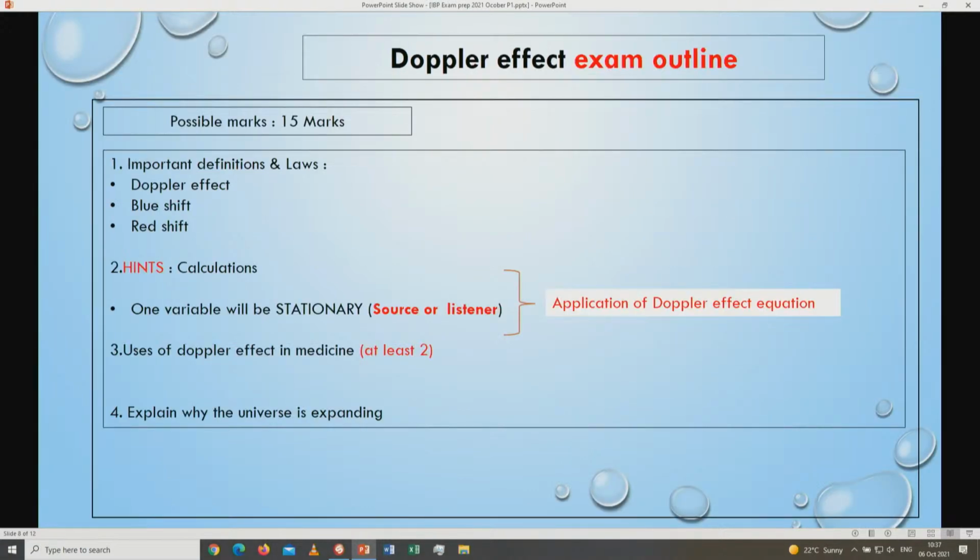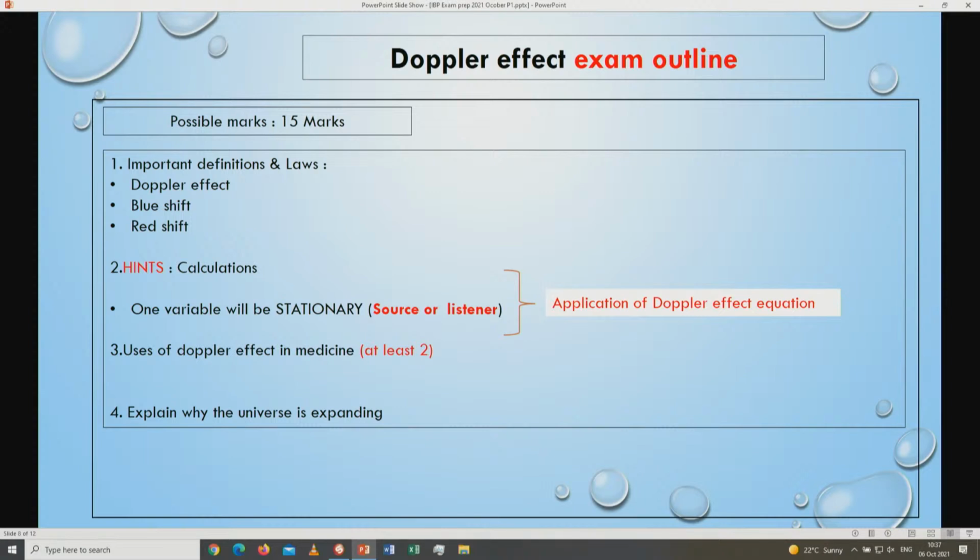Let's move further on to the Doppler effect. With the Doppler effect, it's plus or minus 15 marks in an exam, or it can be something between 11 and 15. So key definitions there are Doppler effect, blue shift, red shift, frequency, f source, and also I can include wavelength. That is very, very key, very important for us to look into.